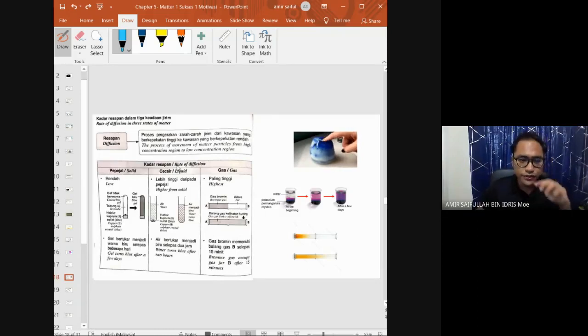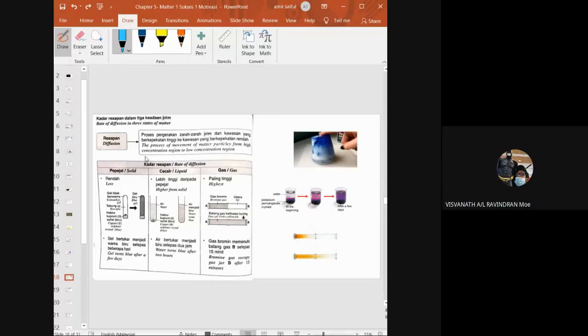Next, we go to diffusion. So, what is diffusion? Everyone read together. 1, 2, 3. The process of movement of matter particles from high concentration region to low concentration region.